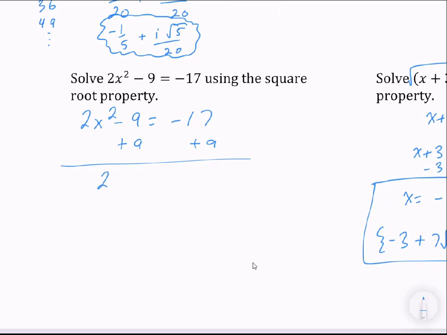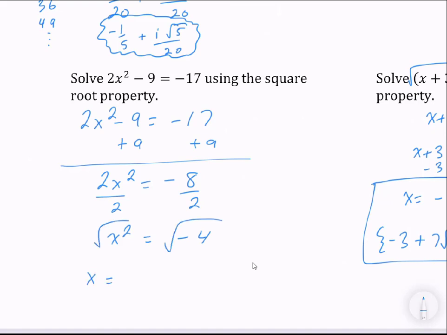So that's 2x squared equals negative 8. You agree? Square root of both. Not yet. Almost. Divide by 2 first. Yep, divide by 2 first. Divide this by 2. So x squared equals negative 4. Now we can do that. Now we take the square root.